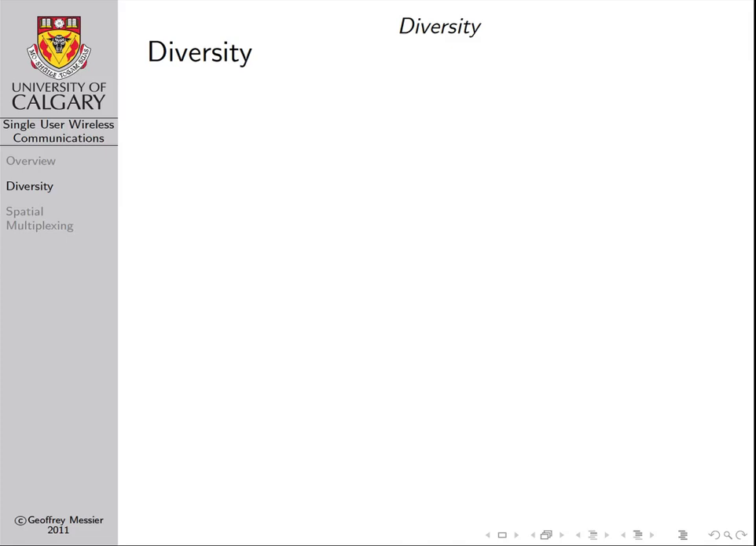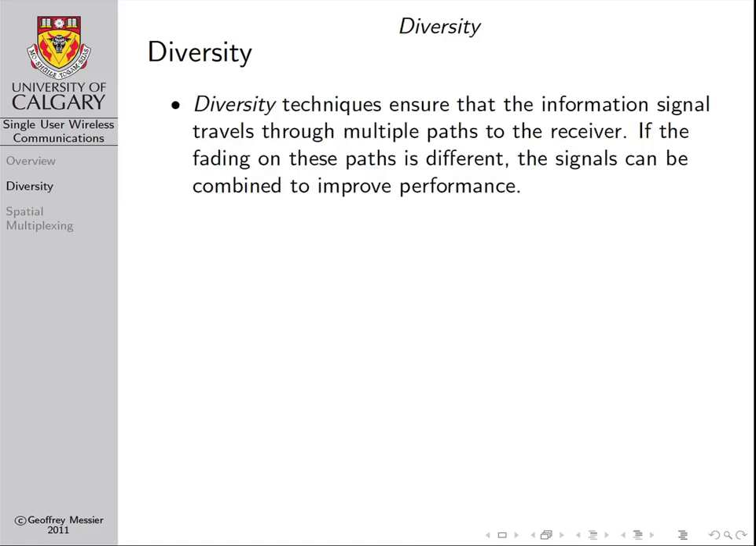Okay, we saw in our previous slide that one way to think about the wireless channel is as a source of additional distortion for our signal that must be somehow reduced or mitigated. And the whole purpose of diversity techniques is to do exactly that. Basically, diversity techniques ensure that the information signal travels through multiple paths to the receiver.